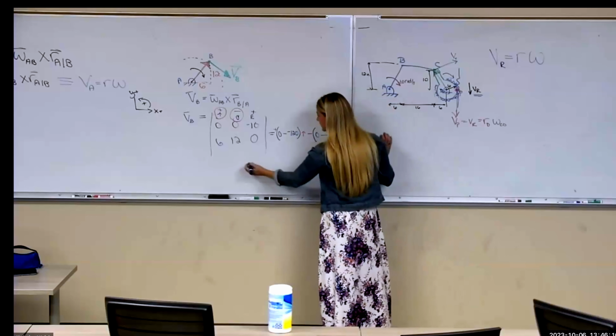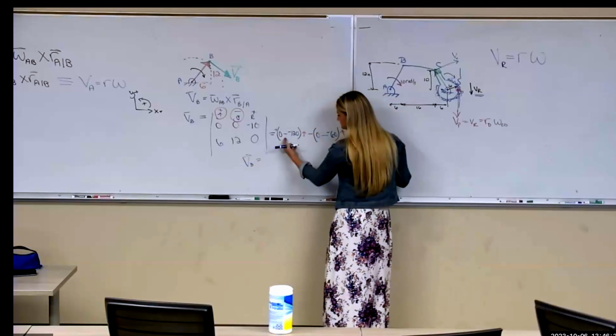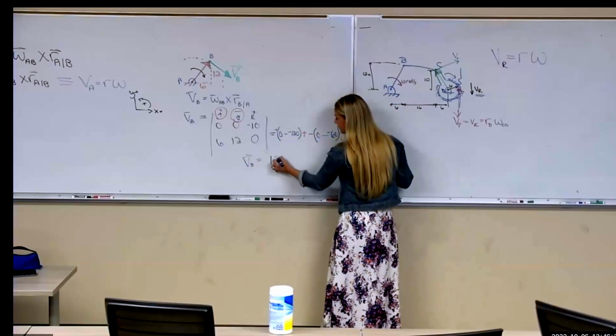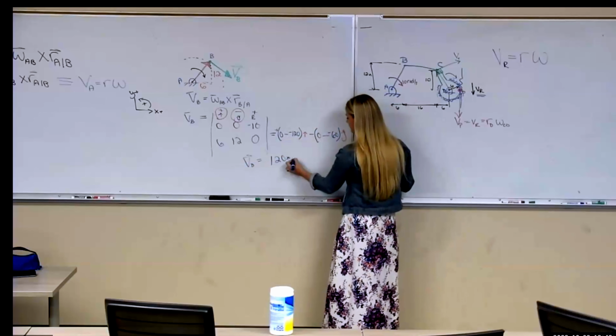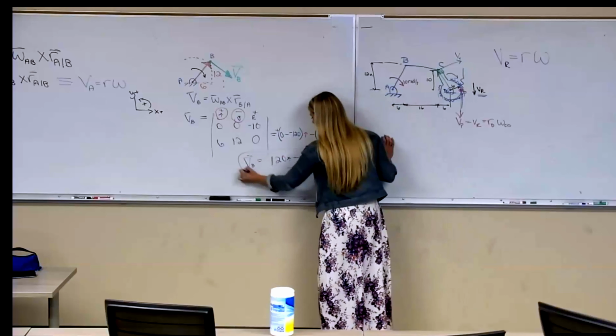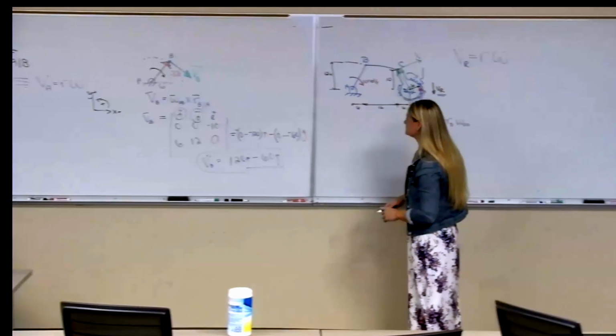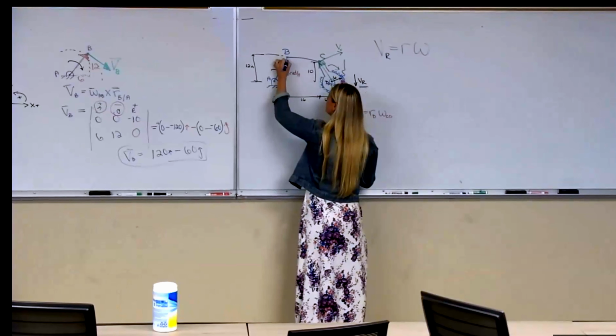So I have a final answer of VB equals positive 120I, a negative as a positive, negative 60J. Awesome.